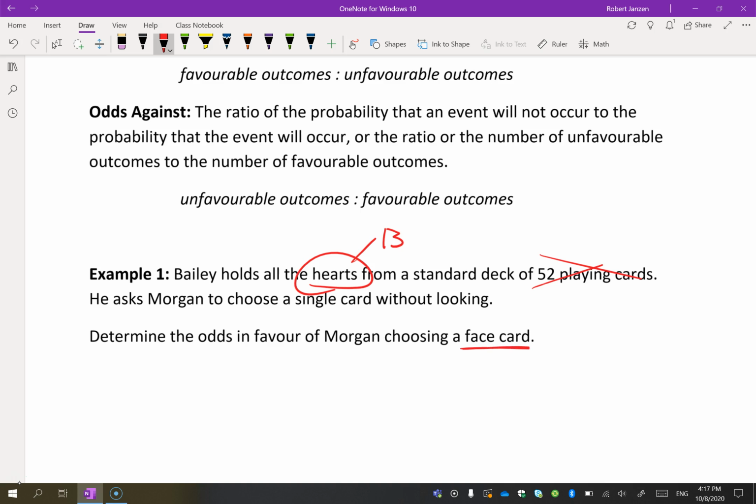Well, how many face cards are there in the hearts? There's the king, the queen, and the jack. So the number of favorable outcomes compared to the number of unfavorable outcomes. Well, that would be 10. So of the 13 cards, 3 are favorable, 10 are unfavorable. This is the odds in favor of Morgan choosing, 3 to 10. Okay?